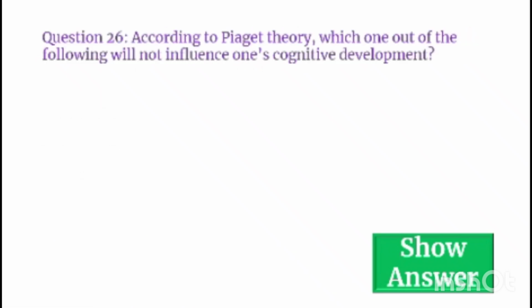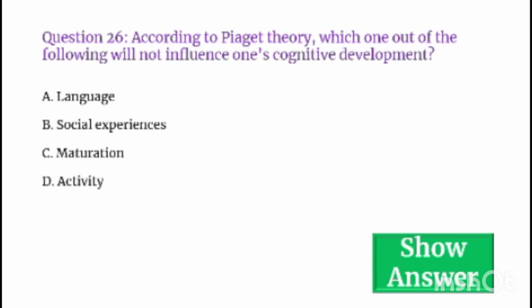Next question on your screen: according to Piaget's theory, which one out of the following will not influence one's cognitive development? A. Language. B. Social experiences. C. Maturation. D. Activity. What would be the answer according to Piaget? That is B. Social experiences.